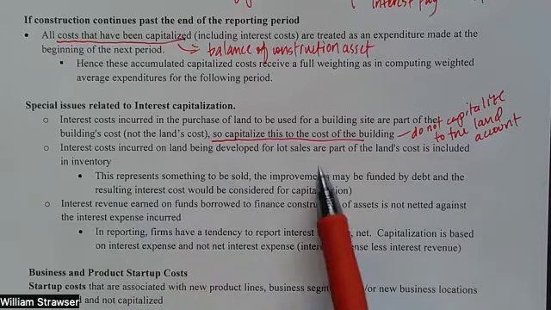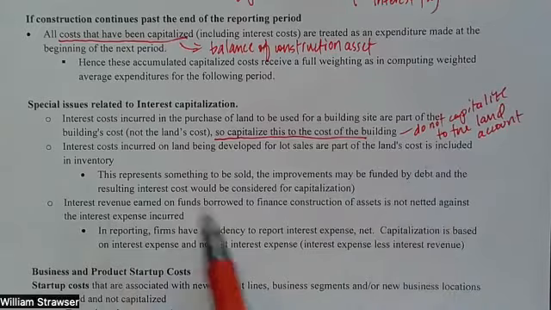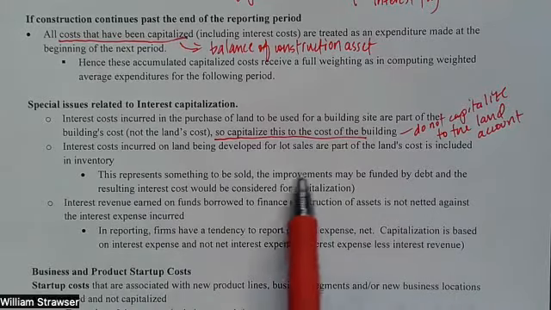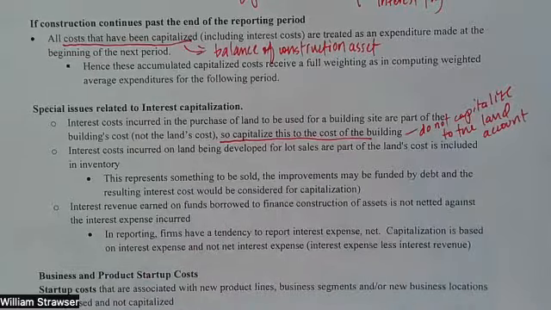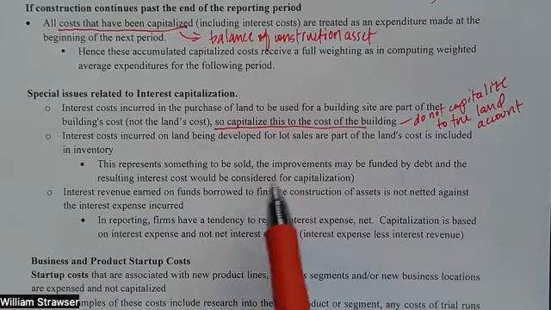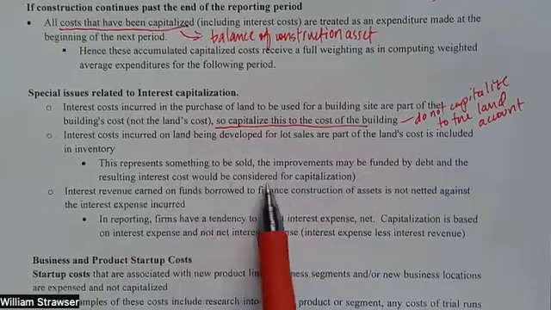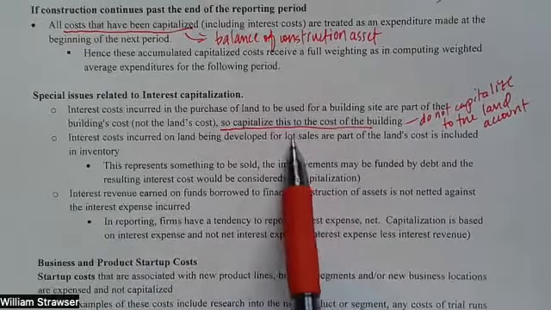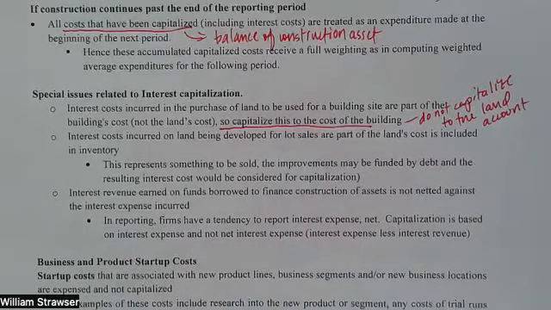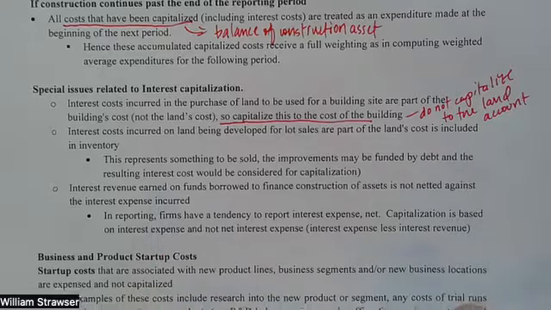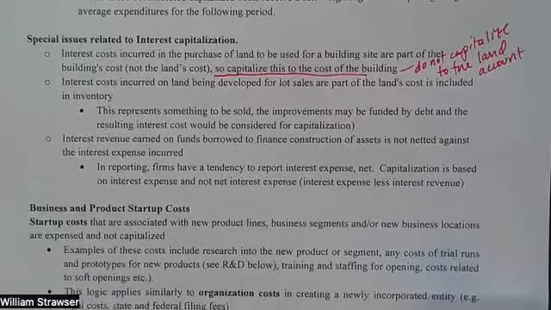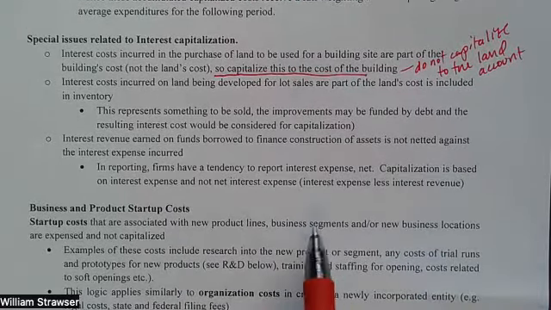Interest costs incurred on land being developed for lot sales are part of the land's cost included in inventory. This is something where if we're selling it, we can consider that for capitalization if we're developing for a sale, but not if we're going to keep it and use it. And then the interest revenue, if there's any interest revenue, we don't net that against our interest expense when we're considering what can be capitalized. So we determine full interest expense, not net interest expense.